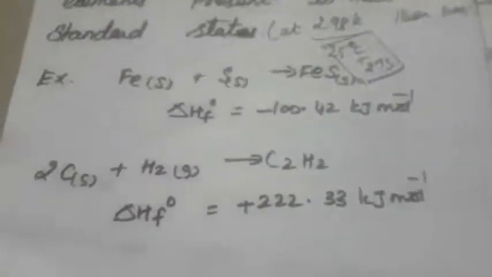So another one, thermochemical equation. Next we are going to see the thermochemical equation. So what is meant by thermochemical equation? First one, what is a thermochemical equation? A thermochemical equation is a balanced stoichiometric chemical equation that includes the enthalpy changes.